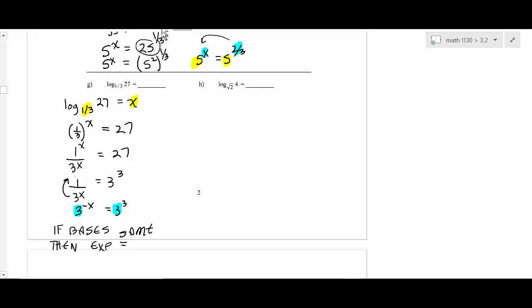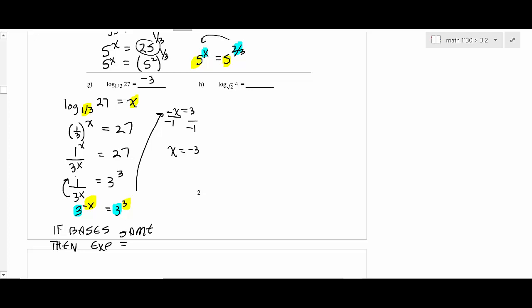So what you would do now is take these and set them equal to each other to finish up the problem. So you would have negative x equals 3, divide both sides of that equation by -1, or do that in your head. So the answer of that problem would be -3, okay, like that.